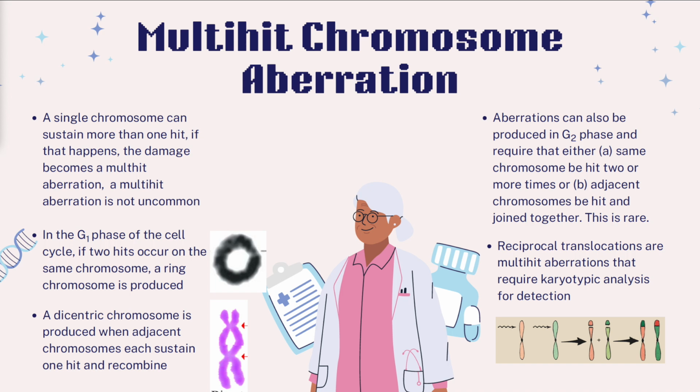A reciprocal translocation is a multi-hit aberration that requires karyotypic analysis for detection. They require karyotypic analysis because there's no loss of genetic material. Instead, it is simply a rearrangement of genes. All genetic codes are available, however, they may be organized in an incorrect sequence.